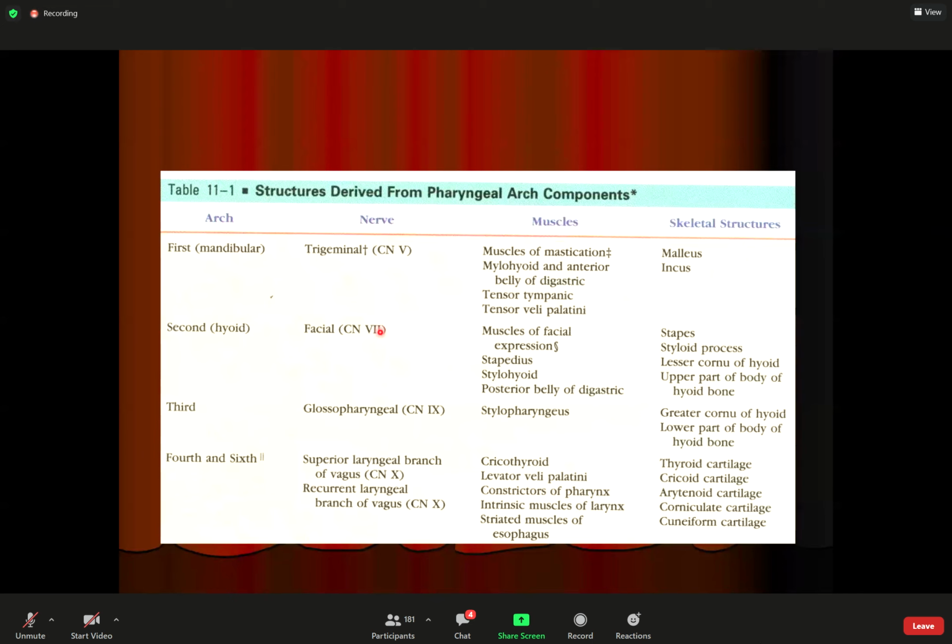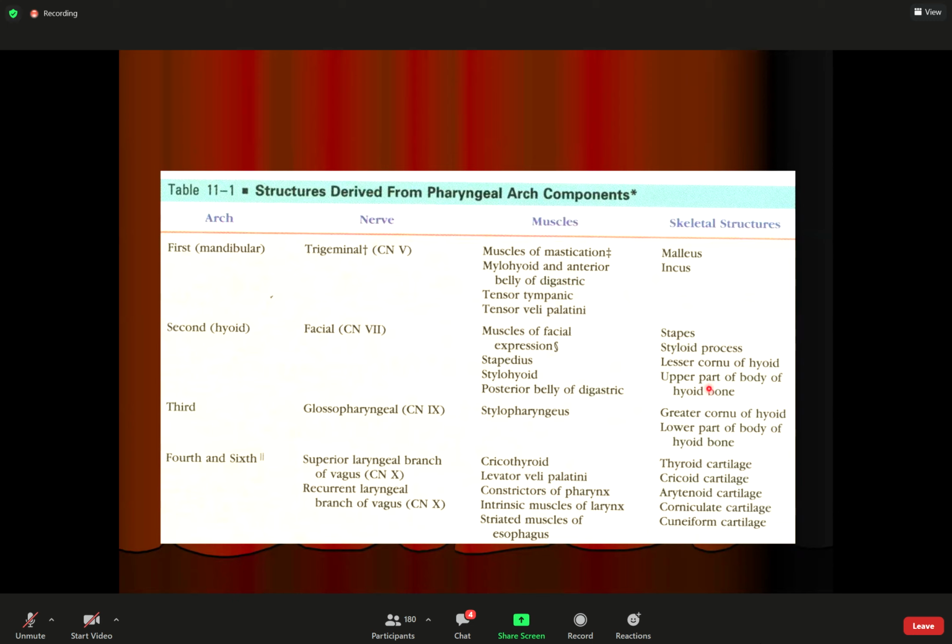Second arch syndrome, you may have a problem with the stapes. There will be muscles of facial expression, all supplied by the facial nerve. So you can say muscles of facial expression, stapedius, stylohyoid, posterior belly of the digastric. All these muscles are coming from the second arch. So you have to remember second arch muscles. Basically, it is the facial nerve supplying the muscles. You know the stapedius is there, so the stapes is related to the facial nerve. You have done the neuroscience. You are doing the head and neck. So if you still cannot remember, please remember now there is a muscle called stapedius attached to the stapes. So it is supplied by the facial nerve.